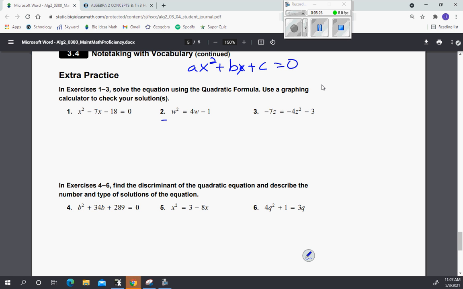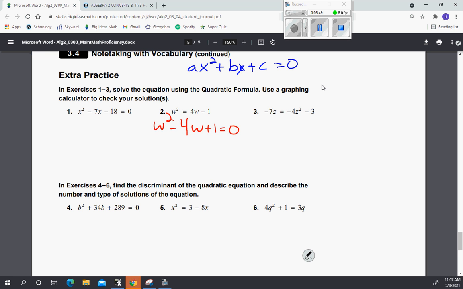So we're going to subtract this w squared. Actually, no, we're not. We're going to subtract everything else. I like when w squared is positive. We're going to subtract 4w but add 1 to both sides. So we're going to get w squared minus 4w plus 1 equals 0. Okay, so I'm just going to write that right there.